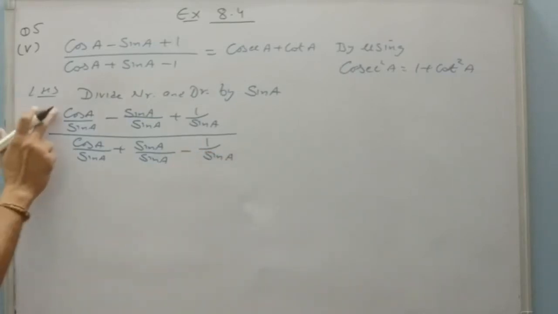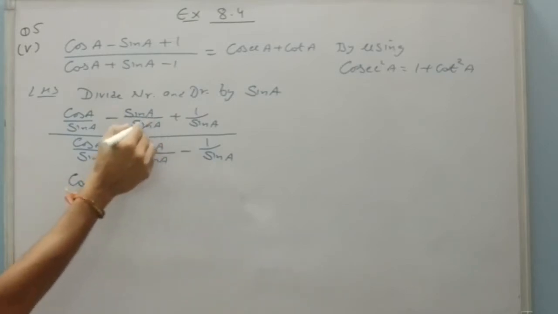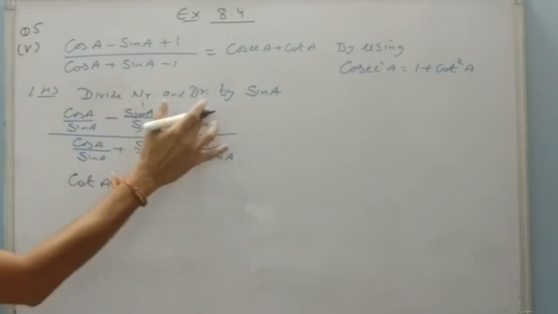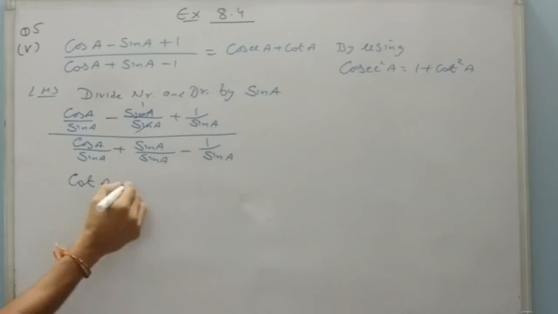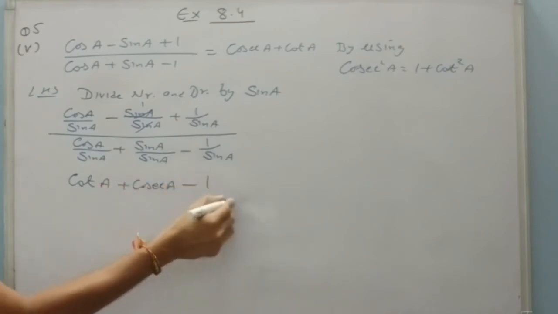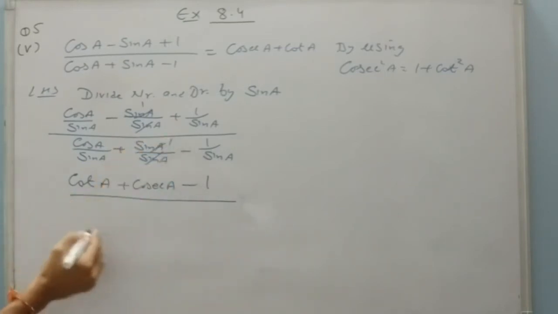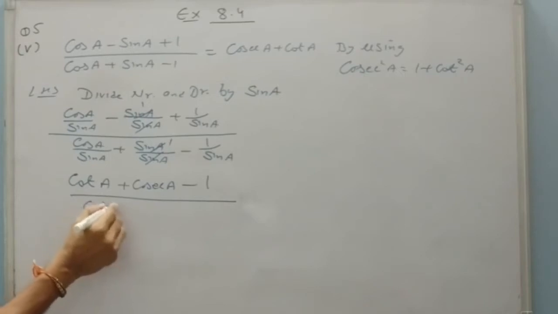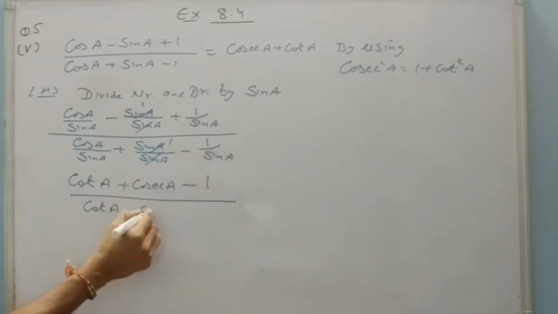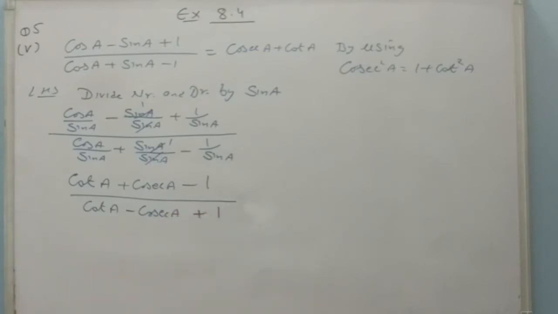Now you know cos upon sine is cot. Sine by sine cancels, it will be 1. 1 upon sine is cosec. So I write here first cosec A minus 1. Similarly, here sine by sine cancels out and becomes 1. This is cot A minus cosec A plus 1. I hope you understand what I have done.